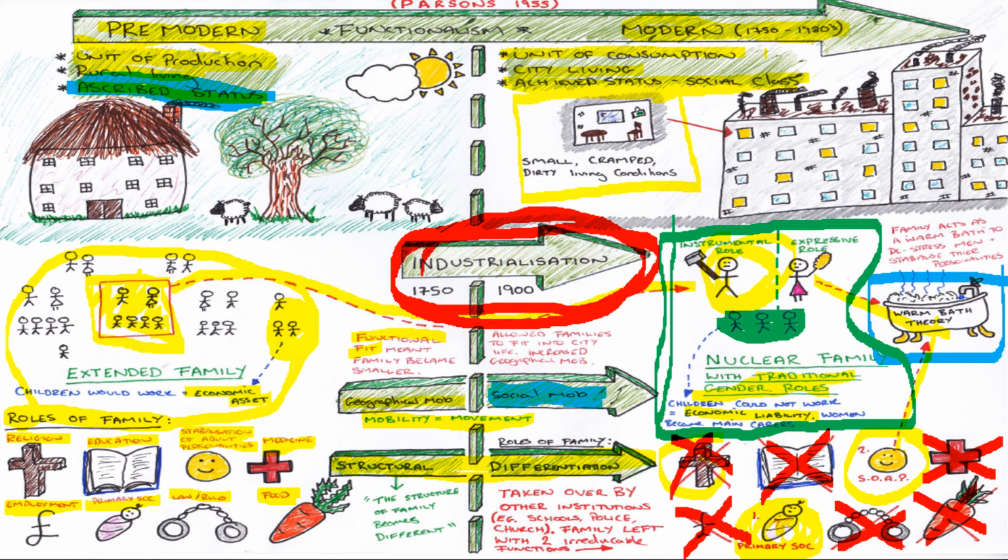Men becoming the instrumental breadwinner, going to work. Women remaining the expressive housewife. And women acting as the warm bath. So men come home tired, women de-stress them, and that stabilizes adult personalities. And that fulfills the two functions the family was left with. So the key concepts, the key ideas overall for Parsons are functional fit, geographical mobility, social mobility, structural differentiation, and the warm bath theory.